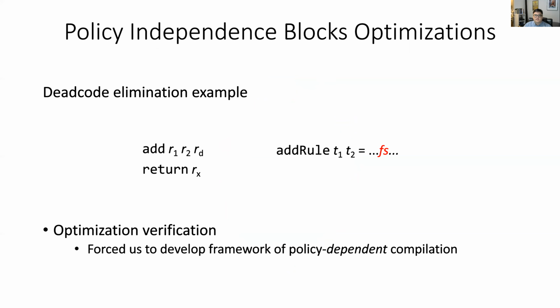Turning to optimizations, let's start with an example of how policy dependence blocks dead code elimination. In the left column here, the register RD is unused at the end of the function. Therefore, the add is dead and is a candidate for removal. However, in the PIPE setting, if there's even a chance that the add rule might fail stop, we can't remove it because we have to preserve fail stops. And if we know nothing about the policy, there is a chance it could fail stop. Attempting to verify optimizations forced us to develop a framework of policy dependence to address these issues.